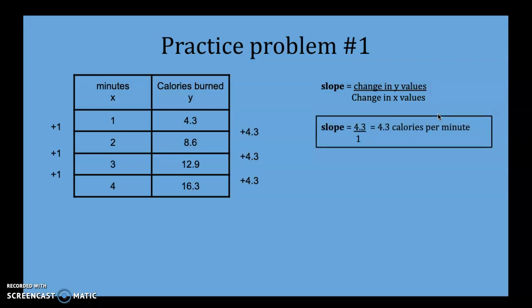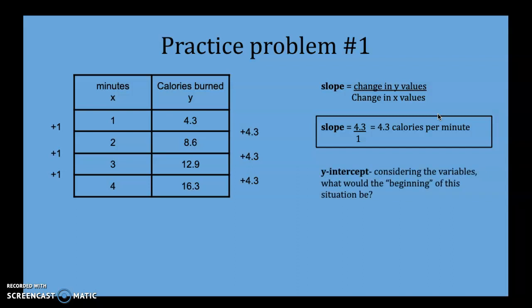It's not 1 minute per 4.3 calories. That's not the way that would work. It kind of just makes more sense that each minute that goes by, the calories go up. That's what per means. Remember, when we divide, we figure out that each amount. Okay. Now, what about the y-intercept?